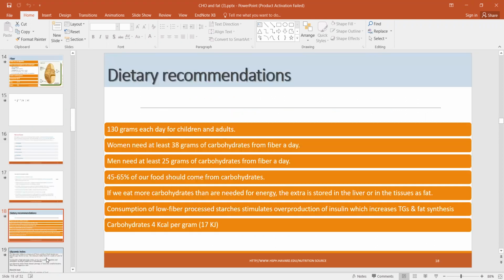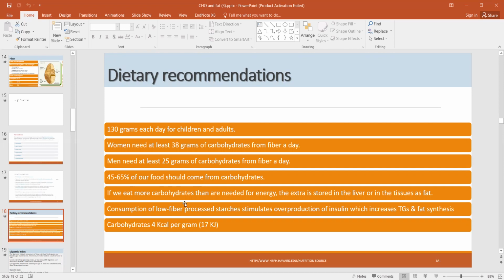Dietary recommendation for fiber: 130 grams each day for children and adults. Women need at least 38 grams. In fiber form, men need at least 25 grams a day. 45 to 65% of our food should come from carbohydrates.